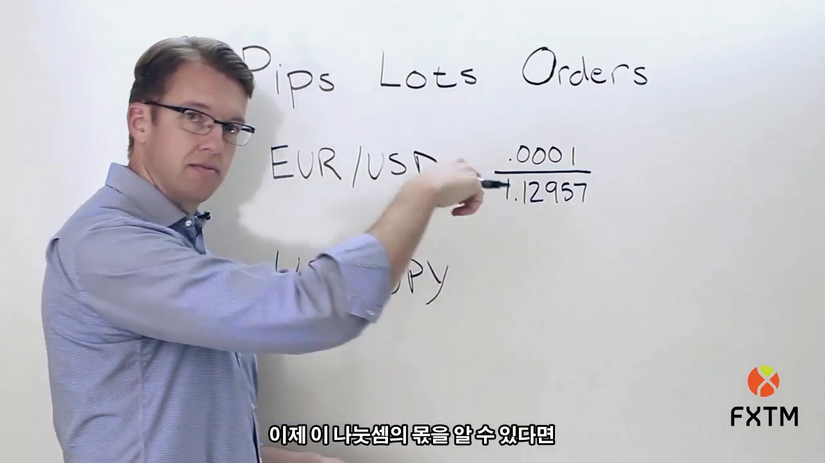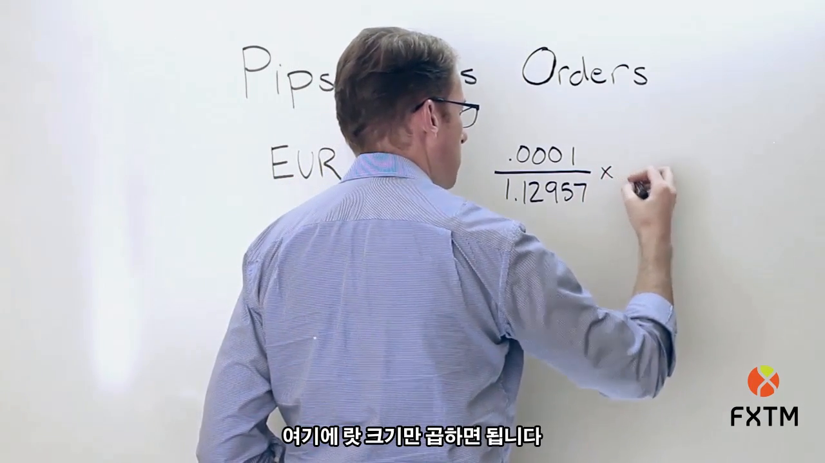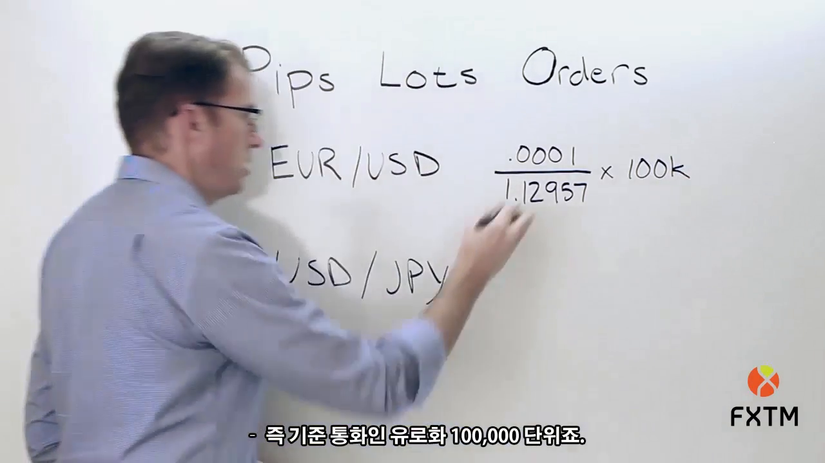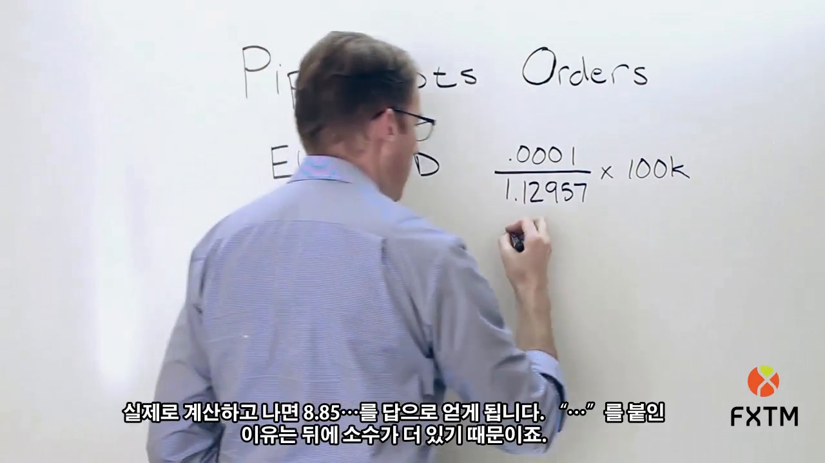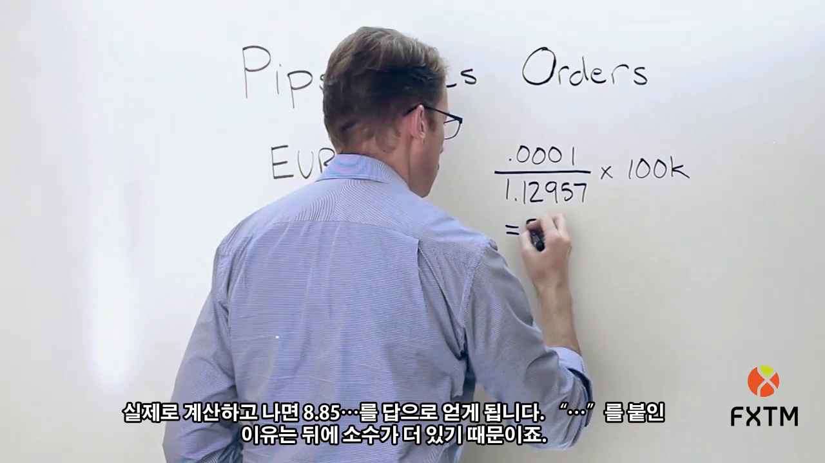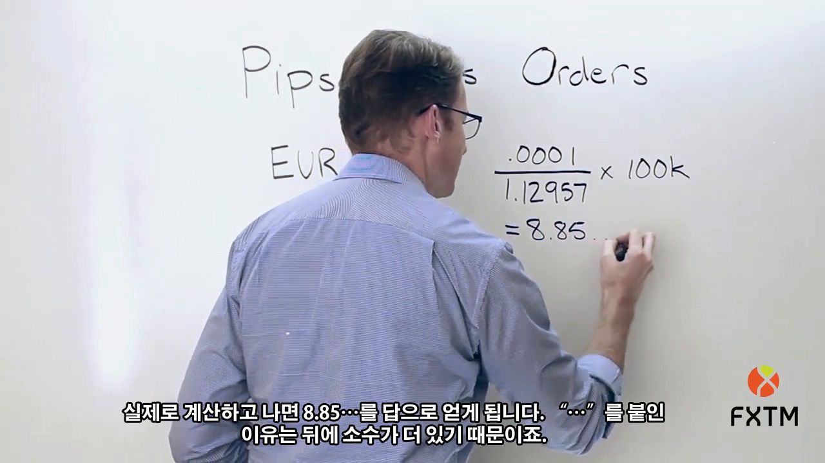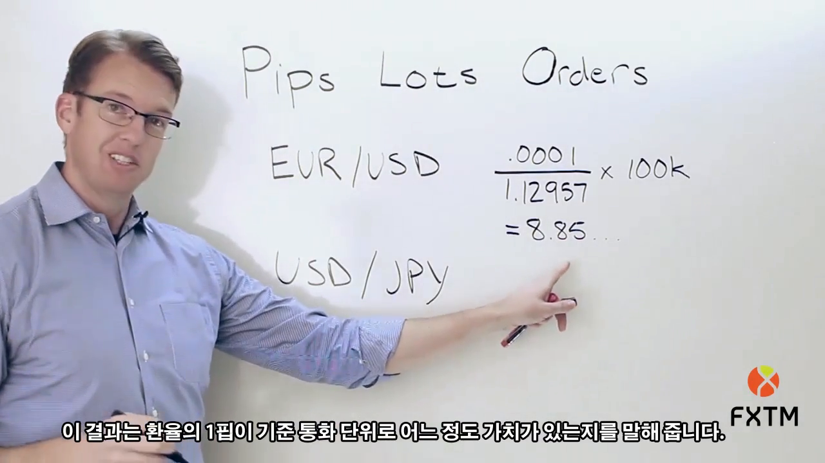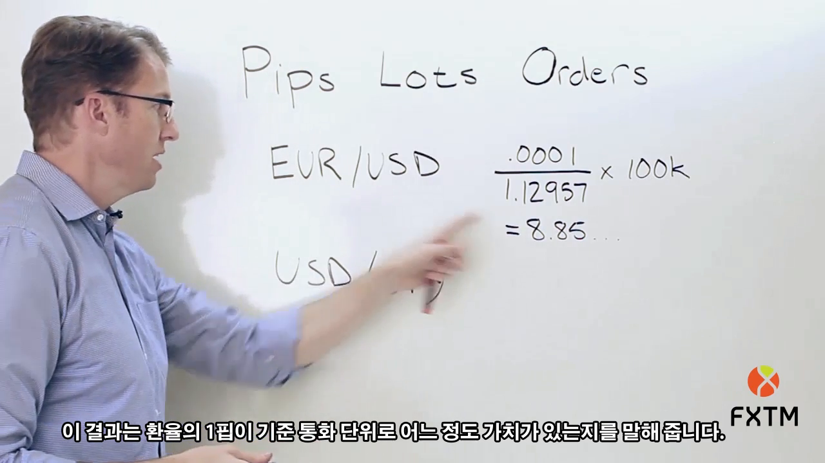Now, once we can figure out what the quotient is for this division problem, all we have to do is then times this by our lot size, so 100,000 units of the base currency here of the euro. And if you do that, you'll actually come up with a solution here of 8.85, and we'll put a little ... because the decimal goes on for a little bit after that.